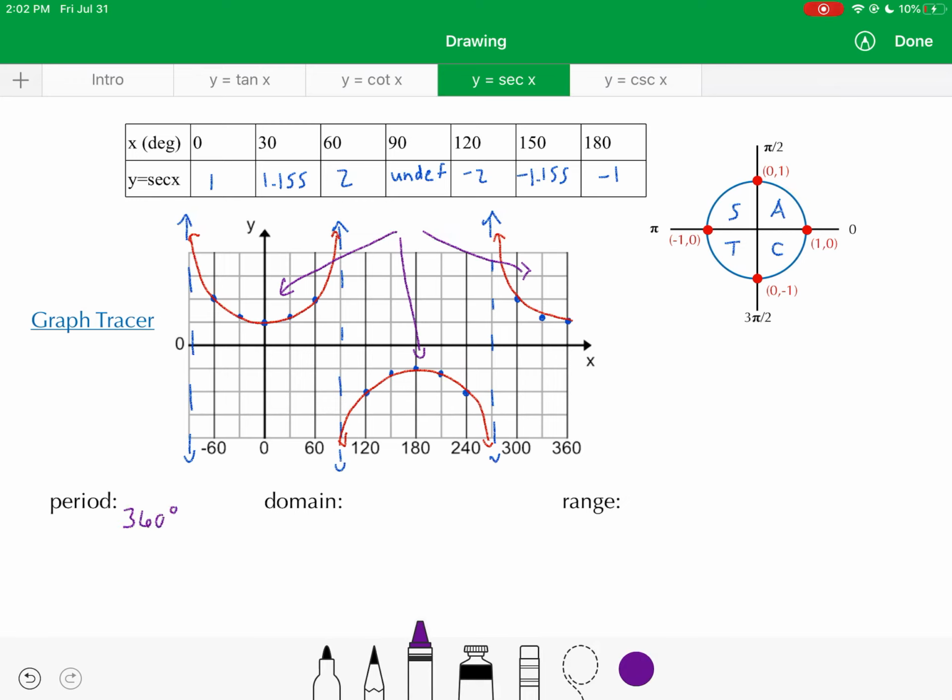Period's 360. Domain's going to be based off the asymptotes. Our first one was at 90 degrees, and then 180 degrees later at 270. So I'll say x cannot equal 90 plus 180n, where n is an element of the integers. And then my range is based on the high and the low points of each of the curves. It would be from negative infinity to negative 1, union 1 to infinity.